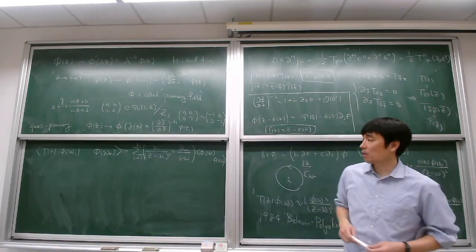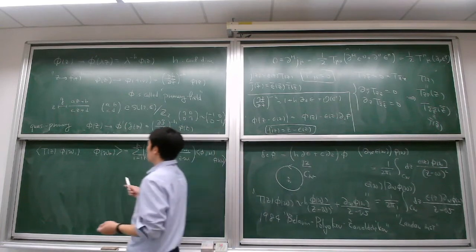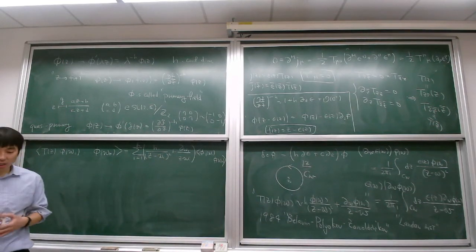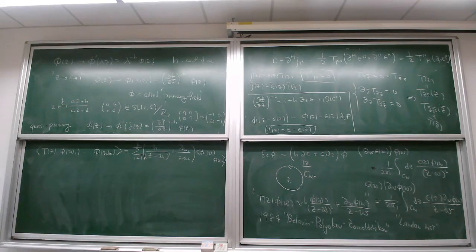If you have a correlation function of the primary field, one can get a differential equation once you insert the stress energy tensor. Sometimes it's called the BPZ equation. Any questions so far? This appears in the homework at some point in conformal theory.